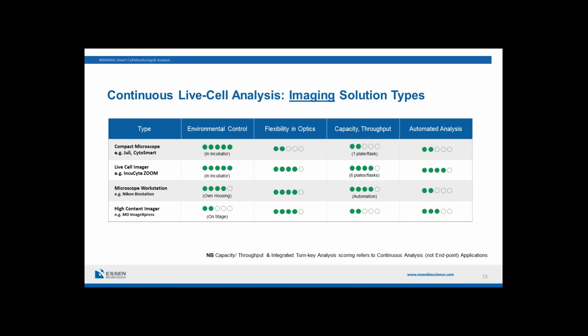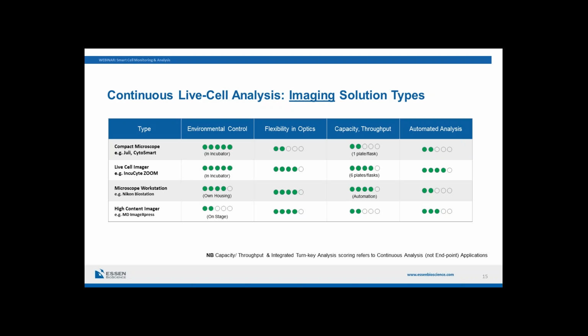The compact microscopes are typically of lower cost, but the consequence is they have less flexibility in the optical systems, lower capacity and throughput, and little in the way of automated image analysis tools. The dedicated live cell imagers, as you would expect, are targeted towards this application, so they have a fairly balanced perspective in terms of throughput, capacity, automated analysis, and flexibility. It may surprise you, the capacity throughput scoring on the high content imager here. Just to point that out, that's with regards to use for continuous analysis. High content readers are very good for single endpoint analysis, but bearing in mind they can only read 1 plate at a time, if you want to continuously analyze from cells, then their overall capacity is fairly low.